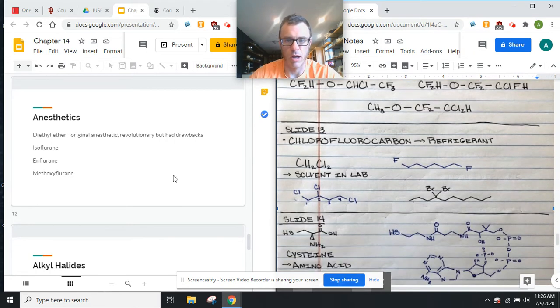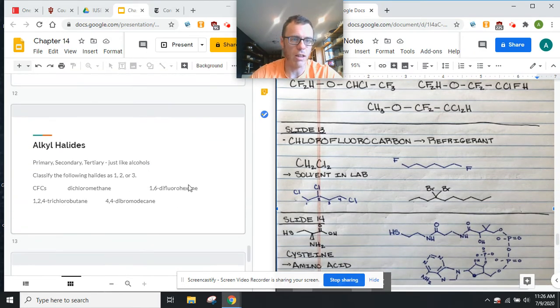Down here, we have alkyl halides. They're primary, secondary, tertiary, just like alcohols. We don't talk about these a ton, so I'm not going to worry too much. We classify them as 1°, 2°, or 3°. There should be degree signs on there. So here, chlorofluorocarbons, those are CFCs. Those are refrigerants. We've been not producing as many of those because we found out they're just absolutely ripping through the ozone layer. So good for us. Made good choices.